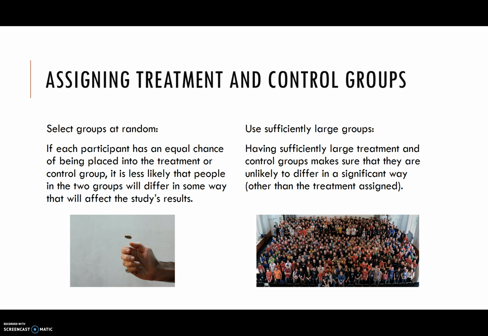The next thing we want to worry about is having sufficiently large groups. By having sufficiently large treatment and control groups, we make sure that there are unlikely to be any differences in the groups in a significant way other than the treatment that is assigned. Think about having a small glass of water or a big pool of water and adding a tablespoon of salt to each. That small glass of water is going to definitely taste different with that salt, whereas the giant pool of water probably isn't going to taste very different. So, small effects have big outcomes on small groups.